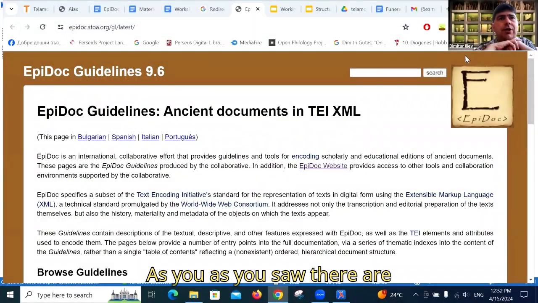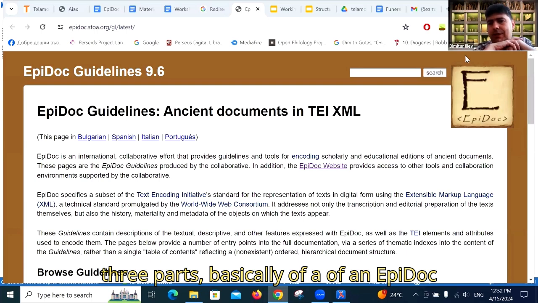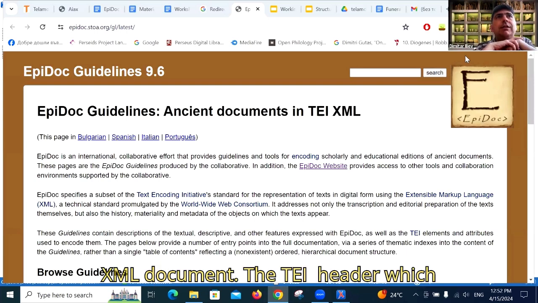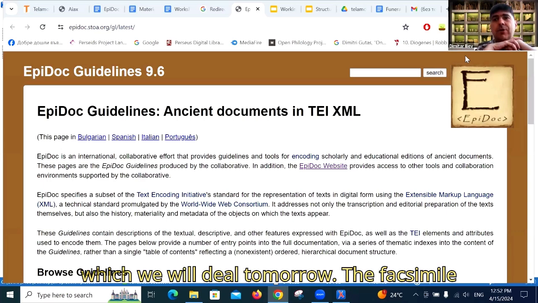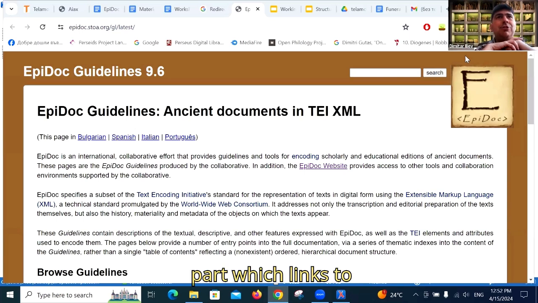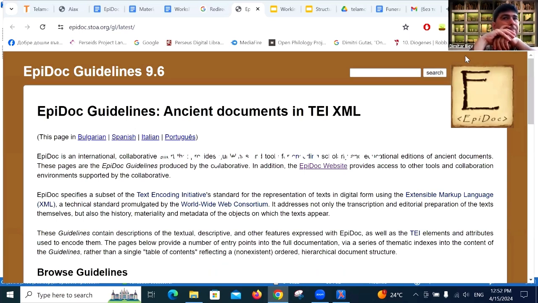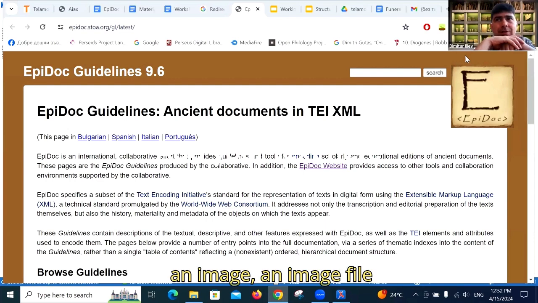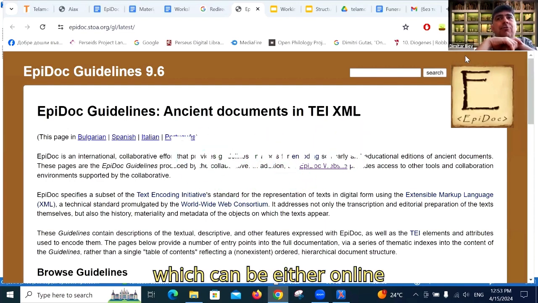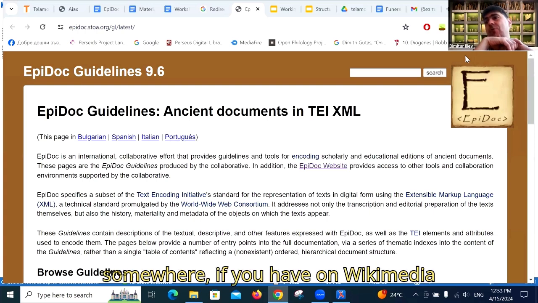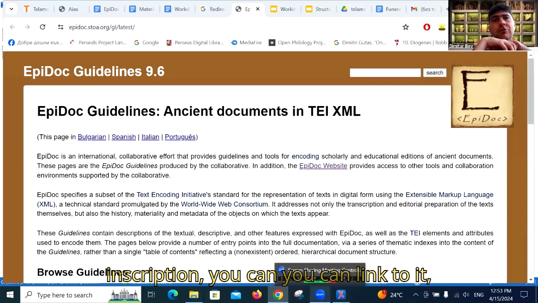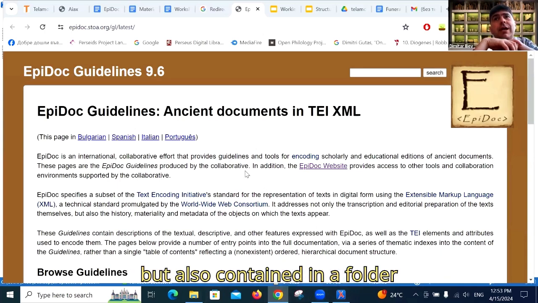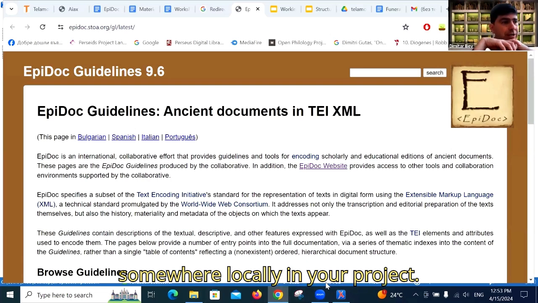As you saw, there are basically three parts of an EpiDoc XML document. The TEI header, which contains all the meta information, with which we will deal tomorrow. The facsimile part, which links to an image file, which can be either online somewhere. If you have, on Wikimedia Commons, for example, a snapshot of an inscription, you can link to it, but also to a file contained in a folder somewhere locally in your project.